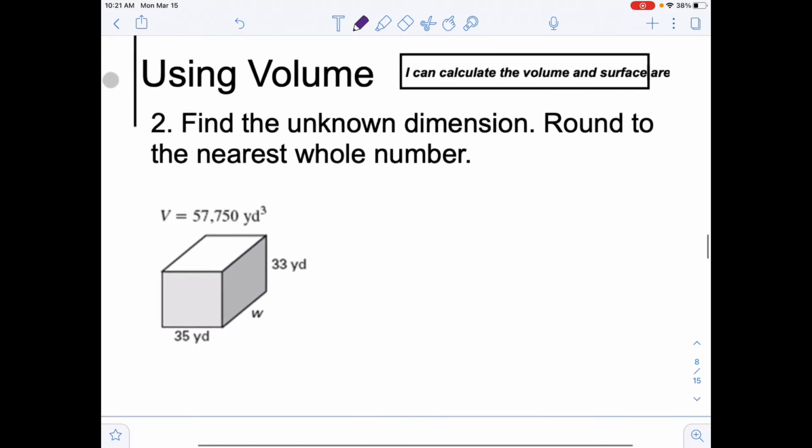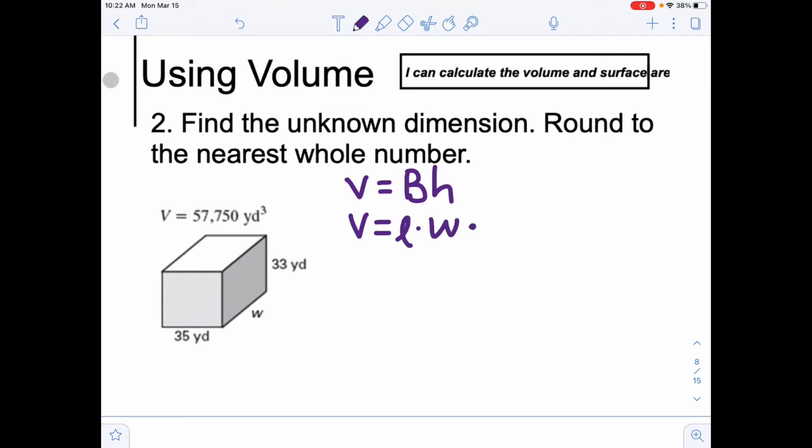Okay, this one says find the unknown dimension. Round to the nearest whole number. So here we're given the volume, and then we're given 3 of the sides. So we know that volume is area of the base times height. Well, here, since we have a rectangular prism, the area of the base is length times width, and then we have times height of the prism.